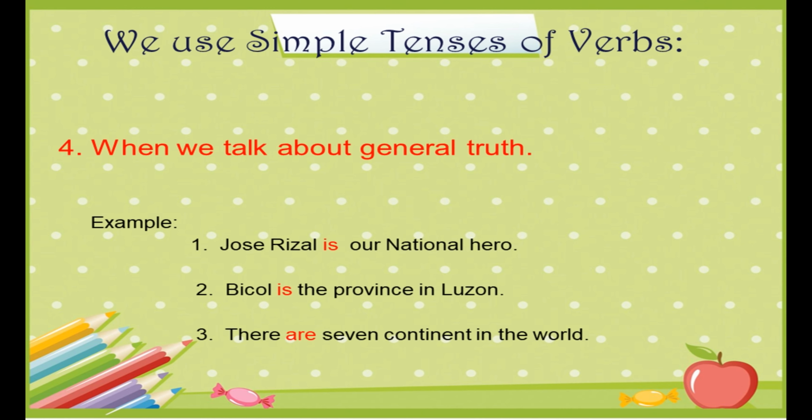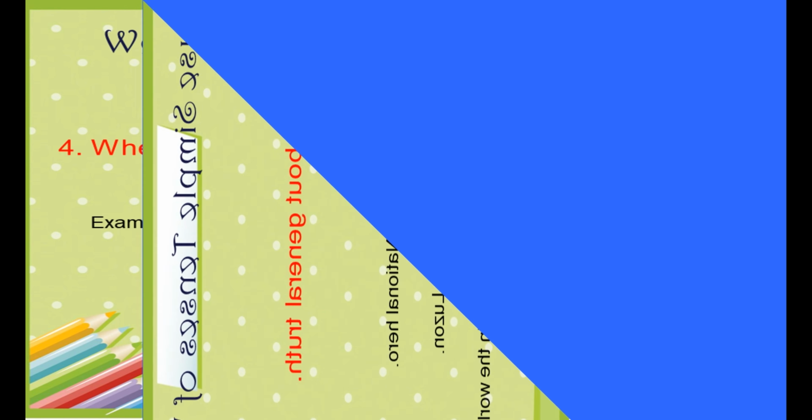Rule number 4. When we talk about general truth. Example: Jose Rizal is our national hero. Number 2: Bicol is a province in Luzon. Number 3: there are 7 continents in the world.